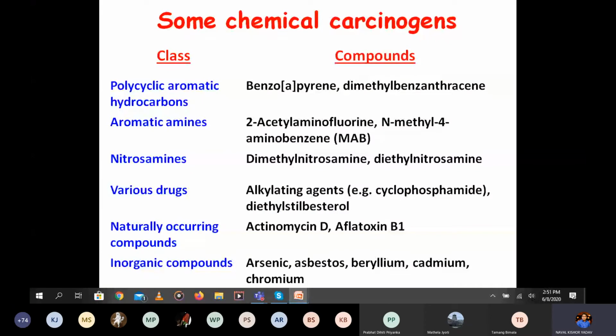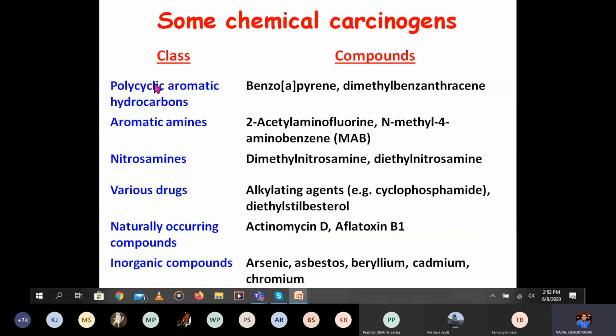So these are some examples of the chemical carcinogens. Polycyclic aromatic hydrocarbons like benzene and benzopyrene, aromatic amines, nitrosamines, and various drugs, alkylating agents, you can say. Naturally occurring compounds, aflatoxin B, actinomycin D. Inorganic compounds like arsenic, asbestos, beryllium, cadmium, chromium. So these are some of the chemical compounds which are carcinogenic.